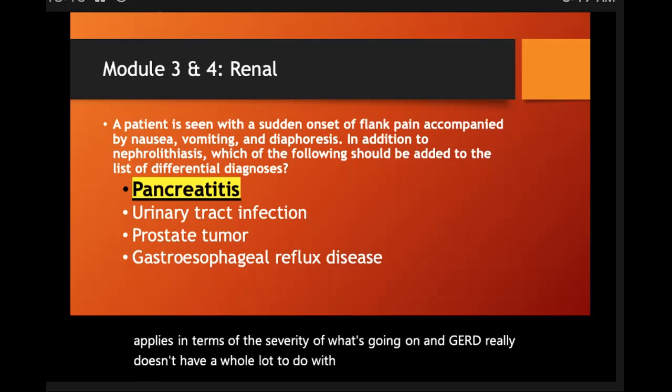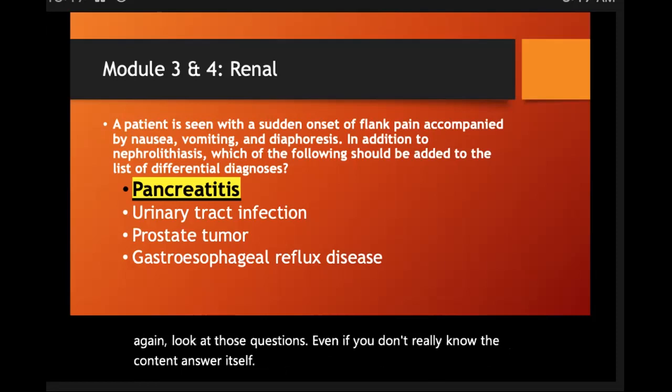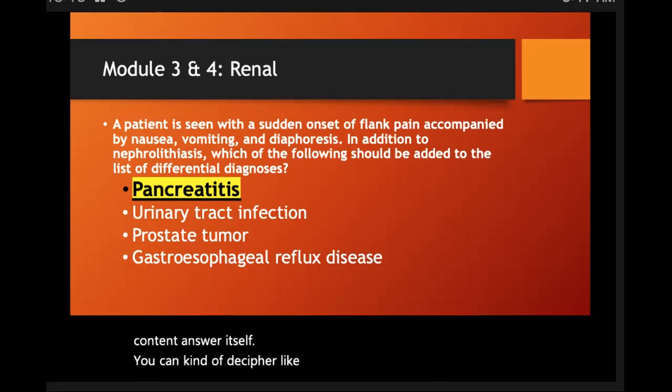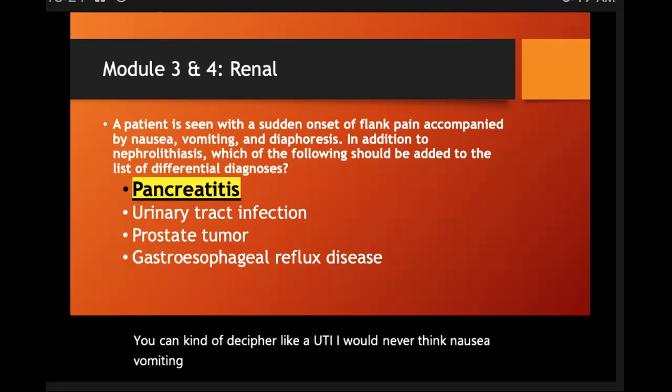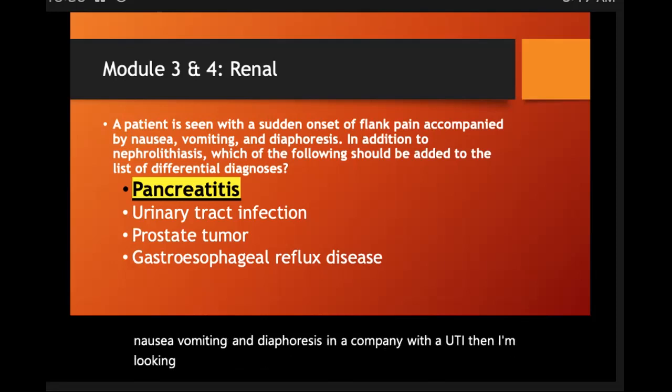So again, look at those questions. Even if you don't really know the content answer itself, you can kind of decipher. Like a UTI, I would never think, oh, nausea, vomiting, and diaphoresis. That sounds pretty severe. If I'm hearing nausea, vomiting, and diaphoresis in company with a UTI, then I'm looking more towards pyelonephritis.